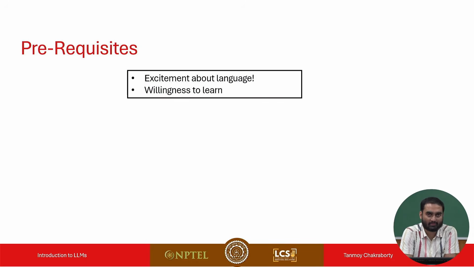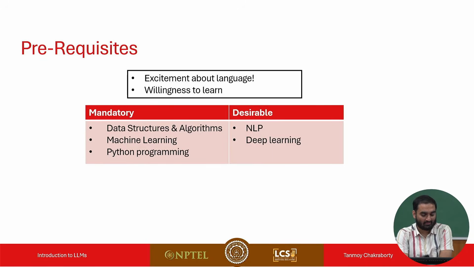Okay, so the prerequisite, I always show this slide. I believe that for any course there is no such prerequisite. The prerequisites are basically that you should have an excitement about learning something new, in this case learning about language models, and of course a willingness to learn. But officially, data structures, algorithms, and machine learning should be the prerequisites for the course. We will not touch upon any of these concepts in this specific lecture.